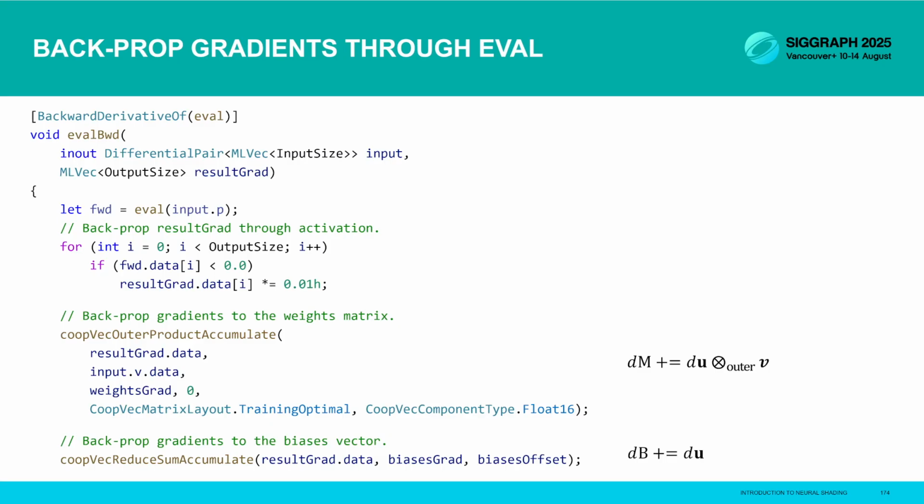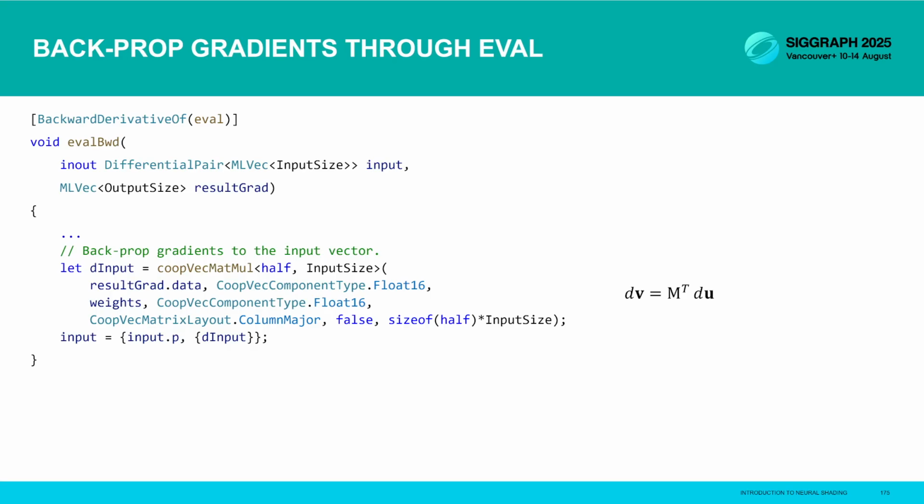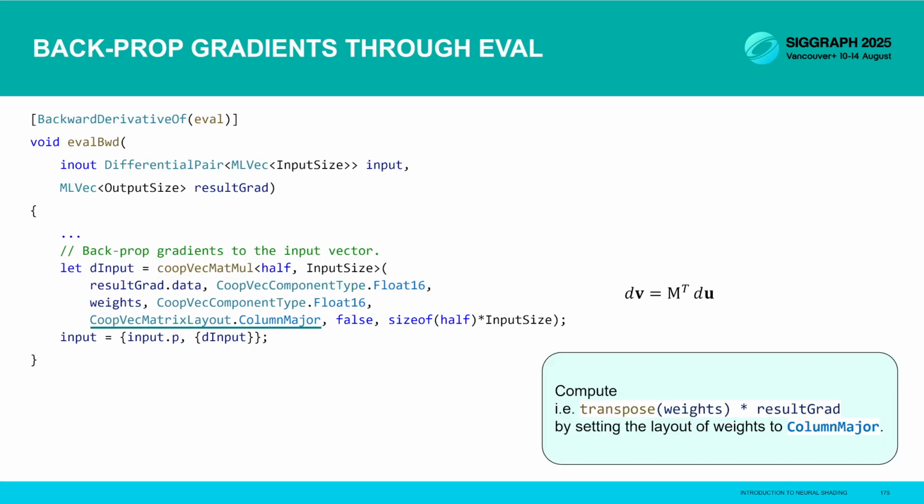Next, we will call the CoopVec reduce sum accumulate to propagate the gradients into the biases vector. And finally, we use the CoopVec matMulAdd to do the transposed matrix vector multiply to get the gradients for the input vector. Note that here we achieve the transposition of weights by specifying the layout to be column major layout, where during inferencing we were specifying row major layout.